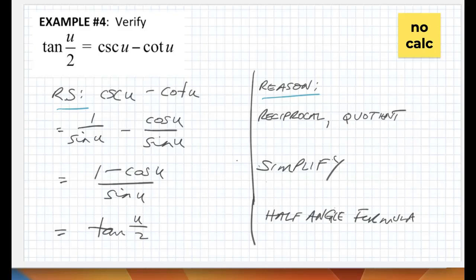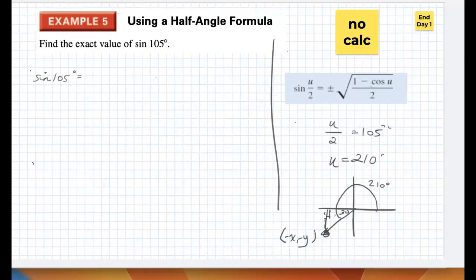The second example, example 5, does come out of the book, and it is an evaluate type question. So I'll show you that one in just a second. I just have to set it up. Okay, example 5, using a half angle formula. In this case, find the exact value of the sine of 105 degrees.